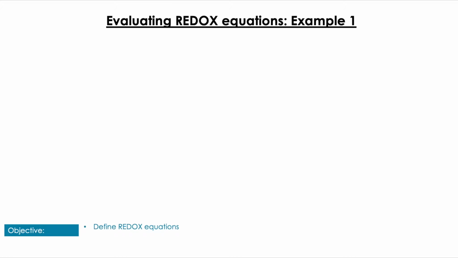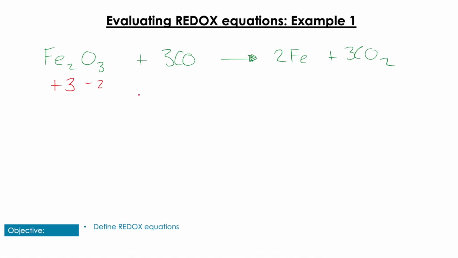Right, so let's have a look at an example. We can look at a really common reaction: the extraction of iron from iron oxide using carbon monoxide. We'll write out our balanced equation here, and let's have a look at some of the oxidation states. We see that oxygen here is -2, iron is therefore +3, oxygen also -2, and carbon therefore +2. Now we've got elemental iron, which is 0, oxygen -2, and carbon +4.